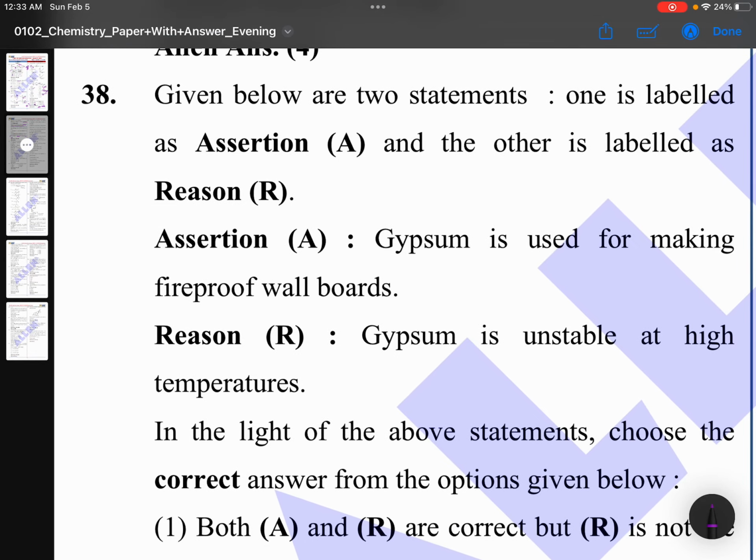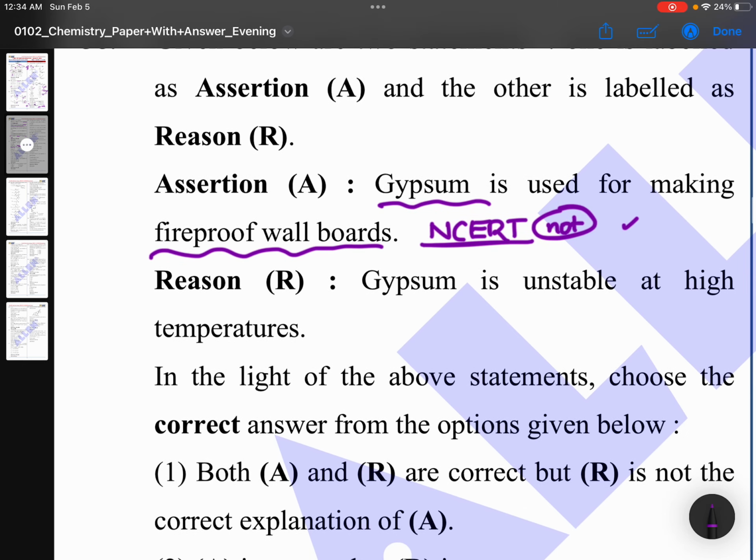Given below are two statements. Gypsum is used for making fireproof wall boards. Today I was checking complete NCERT. This line is not there in NCERT. Sure. Not in NCERT. So sometimes questions are coming beyond NCERT also. This is the proof. It is not there in NCERT. You can check. I was checking today. Gypsum term is there in the complete lesson for 3 times only. I was checking the PDF, NCERT book.